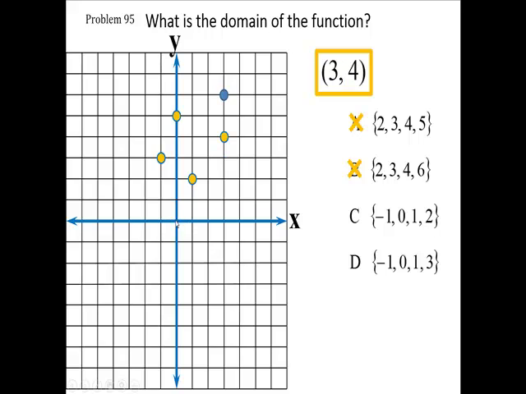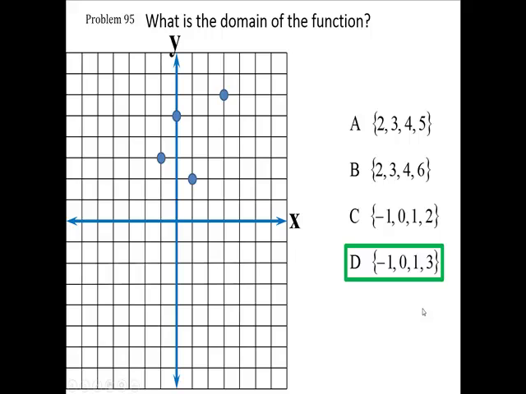Count with me. 1, 2, 3 to the right and up where? 1, 2, 3, 4. That's the point (3, 4). Go up to (3, 5) and (3, 6). Okay? We're not looking at the number 6. We're looking at the domain, which is the x values. The domain should contain the number 3. So that eliminates this answer. So we're going to pick D as my domain. Okay? This graph has a domain of -1, 0, 1, and 3.